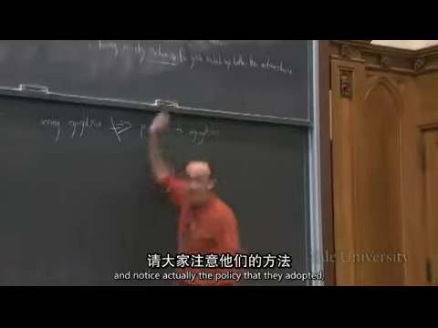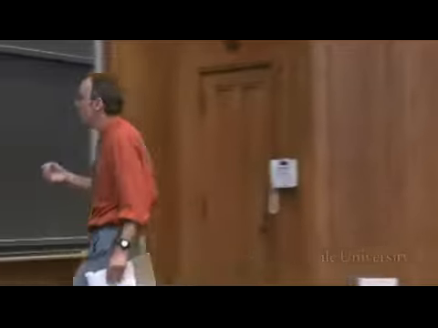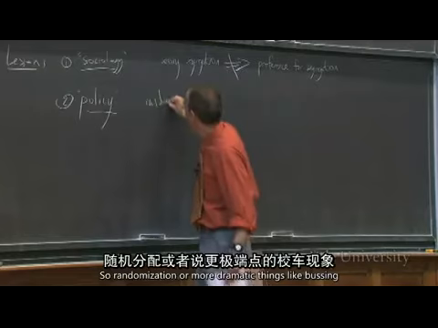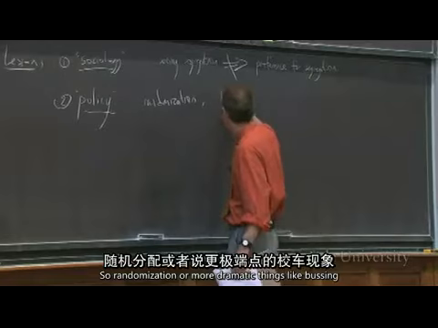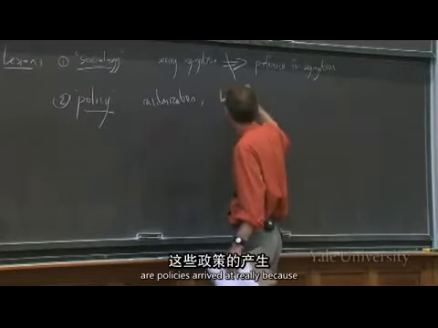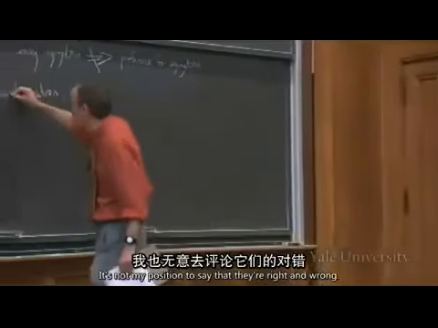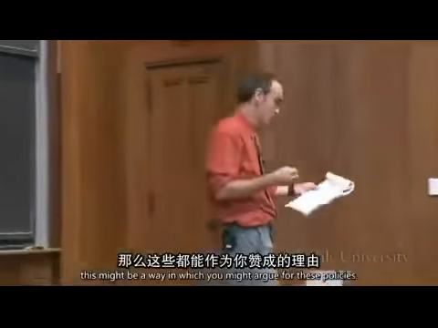And notice actually the policy that they adopted, in which house allocation was random, was basically what the policy Yale had all along. So as happens in other cases in education, Harvard arrived at the Yale solution eventually. So randomization, or more dramatic things like busing, are policies arrived at really because we know of the existence of these models. I'm not saying these are right or wrong. It's not my position to say that. I'm saying if you were going to argue for these policies, this might be a way in which you might argue for them.